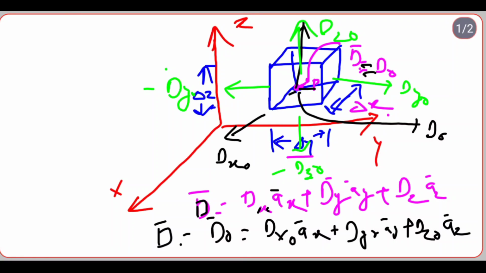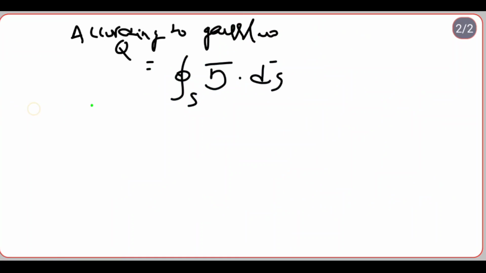You can observe the 6 surfaces: minus Dy naught, plus Dy naught, Dz naught, Dx naught, and the negative direction of Dx naught. The total surface integral is to be evaluated over the 6 surfaces: front, back, left side, right side, top and bottom. For all surfaces we have to apply Gauss law. Hence, according to Gauss law, the surface integral of D dot dS equals Q.